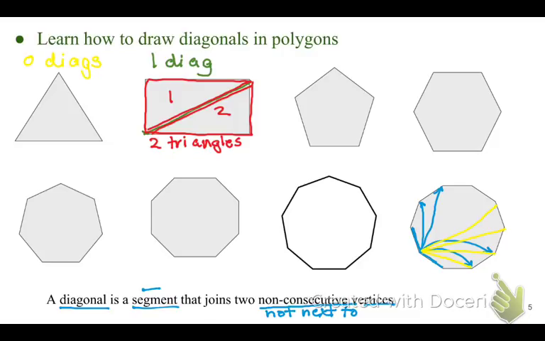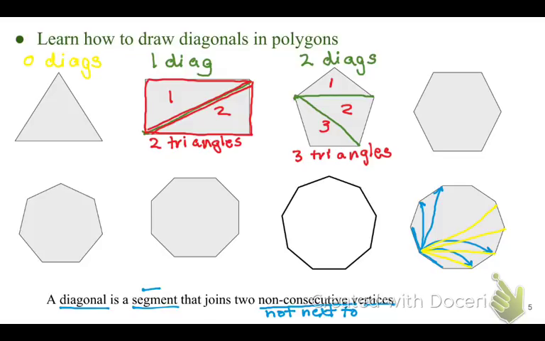Okay, so here's our pentagon. And I can draw a diagonal here, and I can draw a diagonal here. So how many diagonals is that? That's two diagonals. And how many triangles? 1, 2, 3. 3 triangles. And maybe you're starting to see a pattern here.